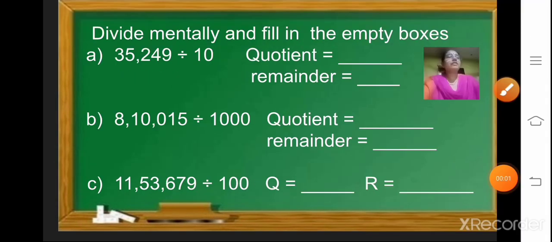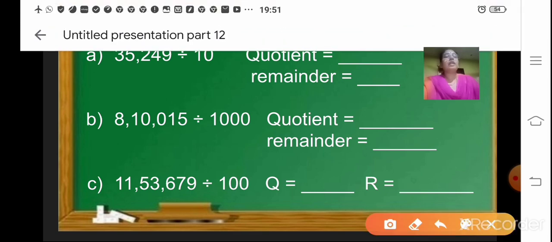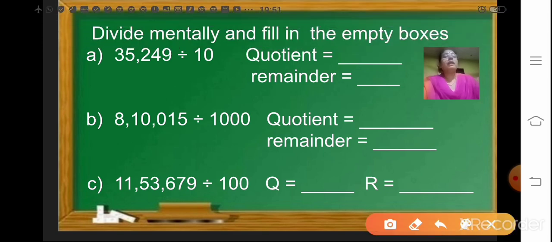Now based on this division of a number by 10, 100 and 1000, here are three sums which you have to divide mentally and fill in the empty boxes. The first sum is 35,249 divided by 10. Here it is divided by 10, so the last digit will be your remainder, that is 9. And the other four digits will become your quotient, that is 3,524.